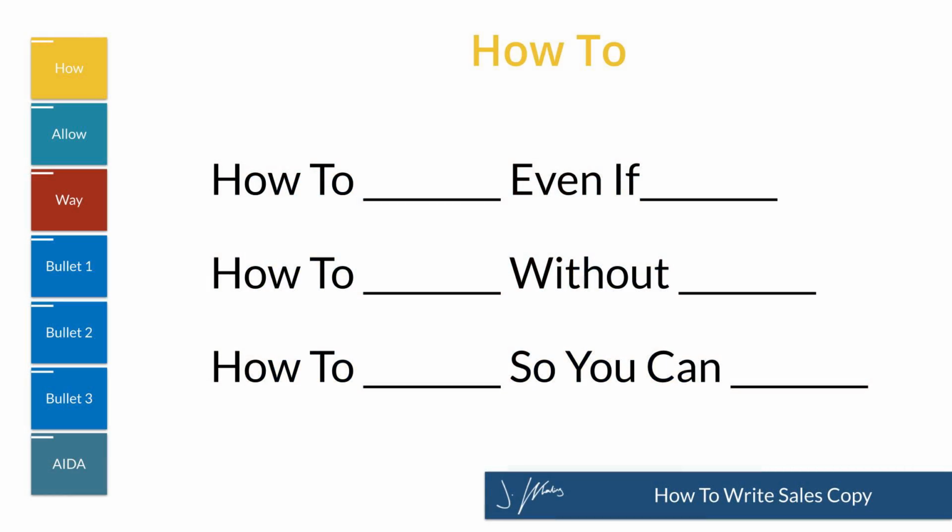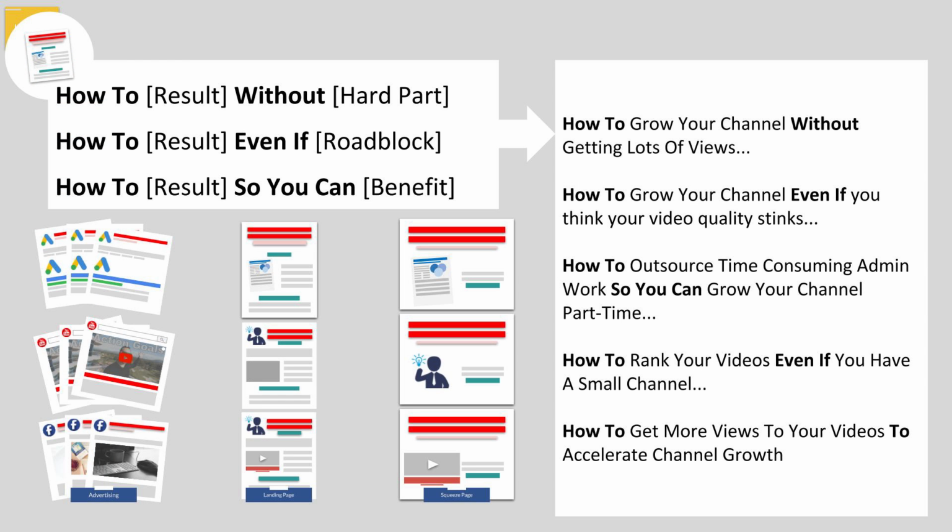Now there are actually 3 different variations of this headline, and then we'll go through some more concrete examples. So we have how to even if, how to without, which is the one we just went through, or how to so you can. So jumping to all of these examples, this is how these formulas would play out. Essentially when we want to talk about a result that our ideal customer wants, in this particular instance, I'm going to go with the example of someone trying to grow a YouTube channel. So they want to grow their channel, they want to outsource time-consuming things, they want to rank their videos, of course, get more views. And then we're going to remove the roadblocks or pain points that they think they have to deal with in order to get that result that they want.